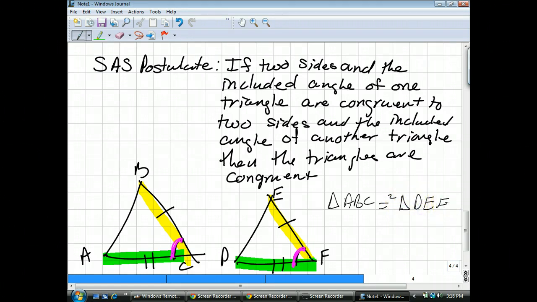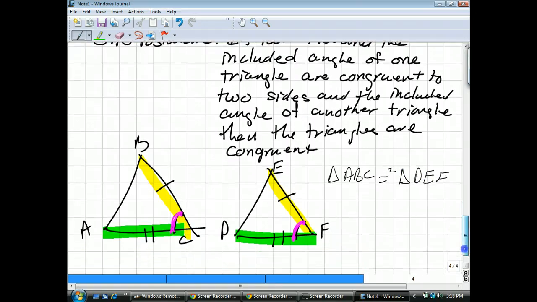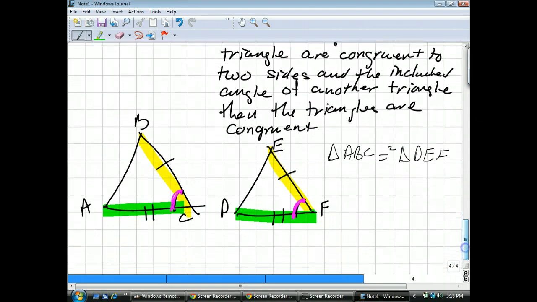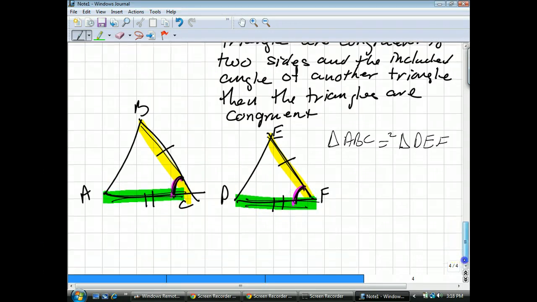Okay, so it's sufficient to show that those three specific things are congruent, but it has to be those three specific: the corresponding sides and the included angle in those two corresponding sides.